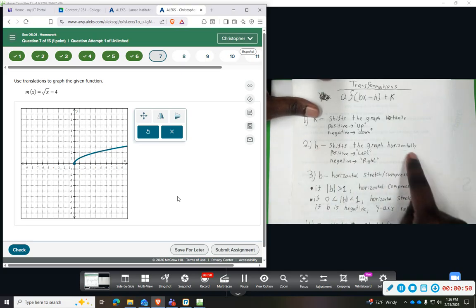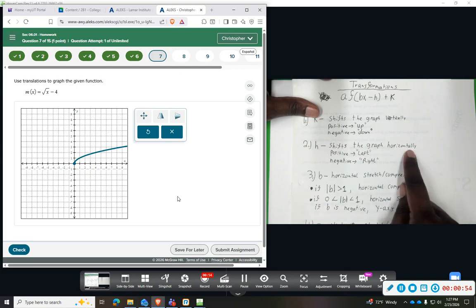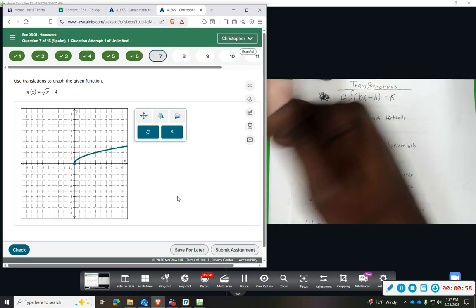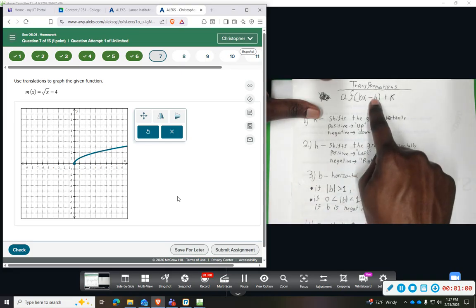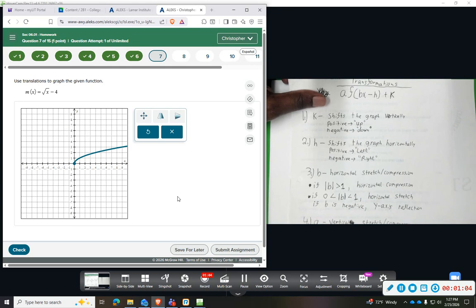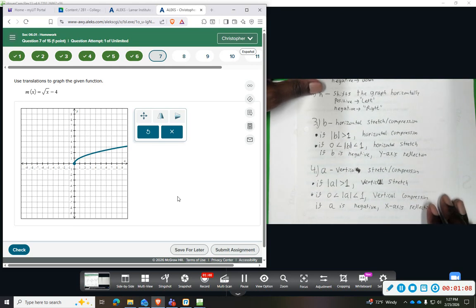H, what we see in the formula after it's been plugged in, is going to be a horizontal shift. If we see a positive, that means the graph got shifted to the left. If I see a negative, that means the graph is going to get shifted to the right. Then we talk about the B and the A, okay? And all this is in the textbook as well.